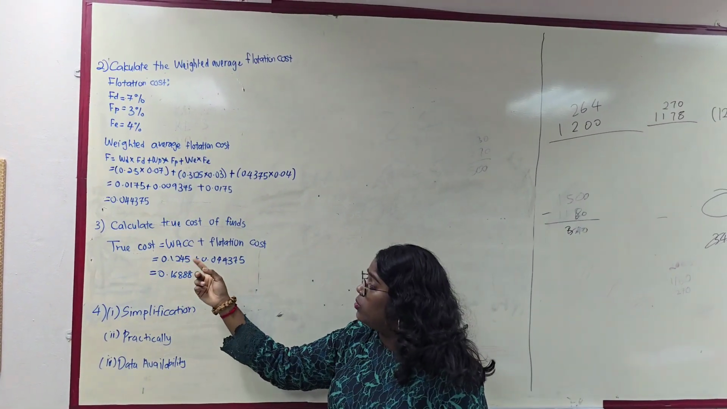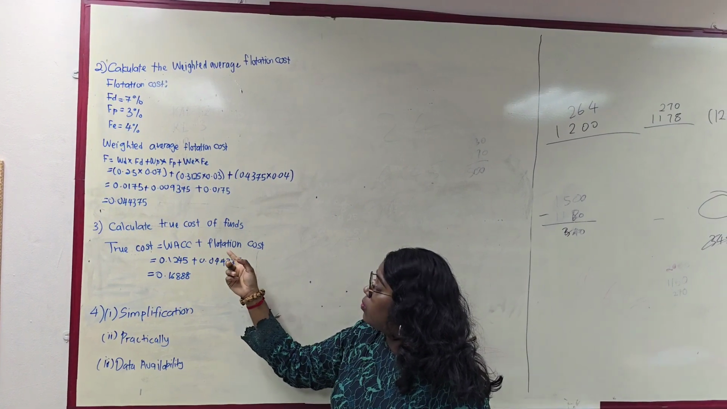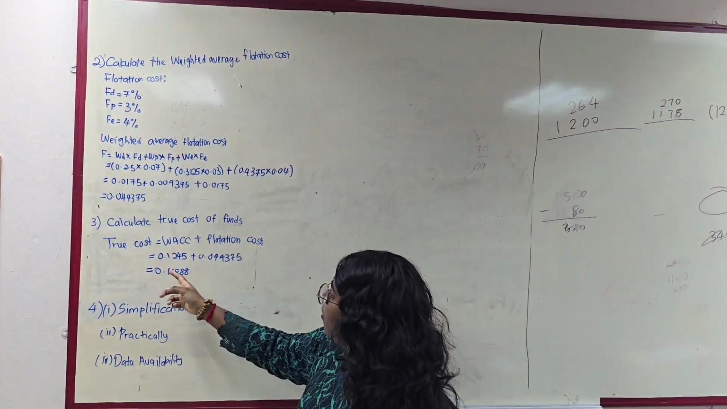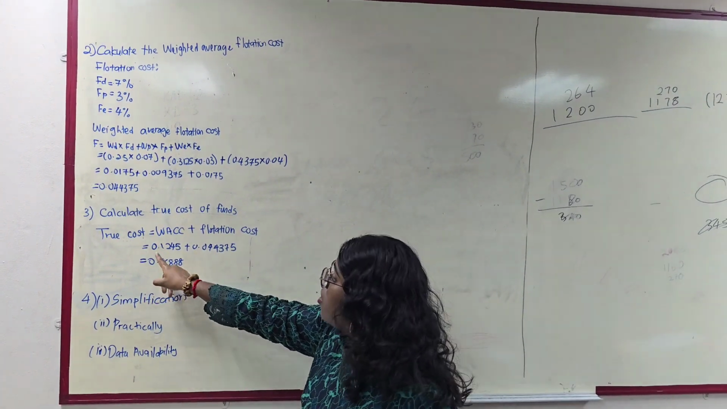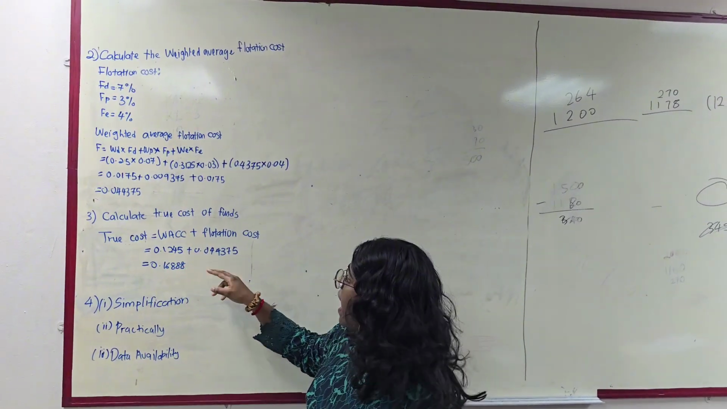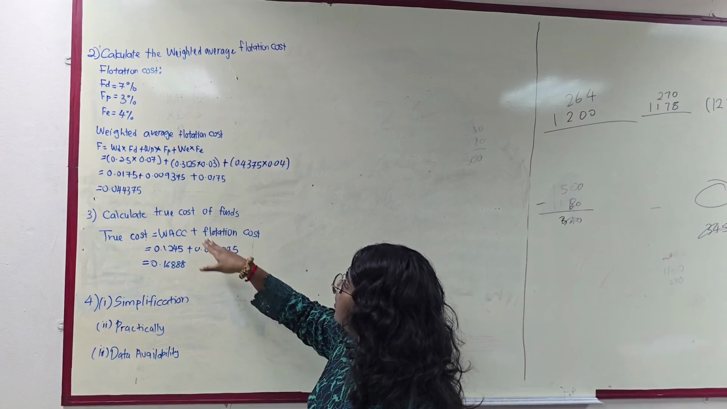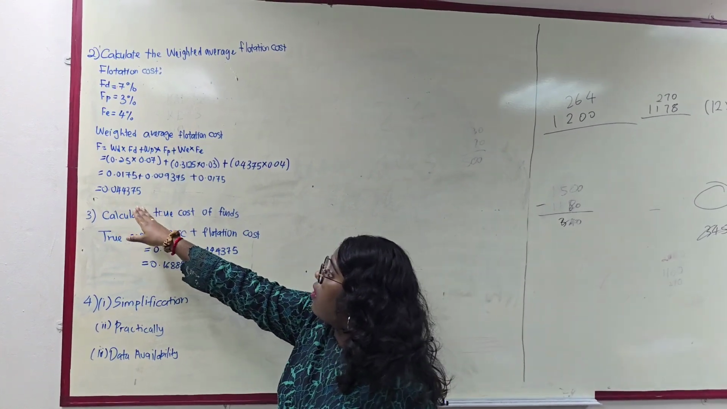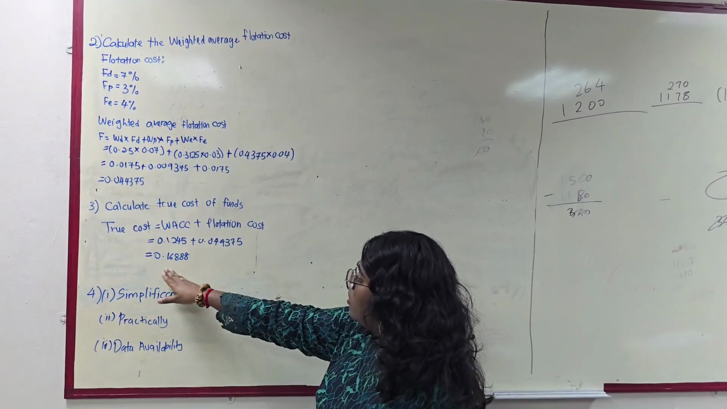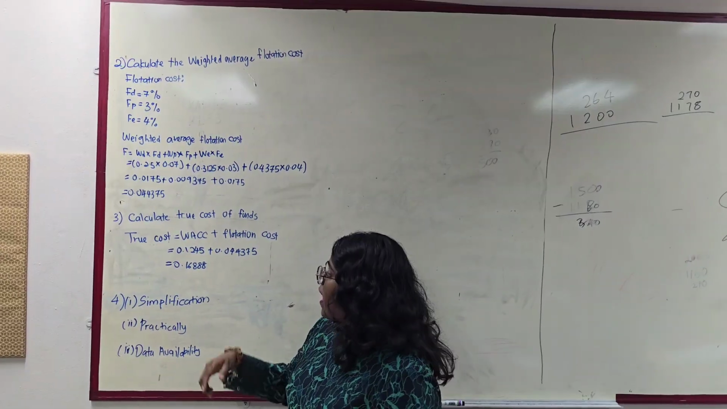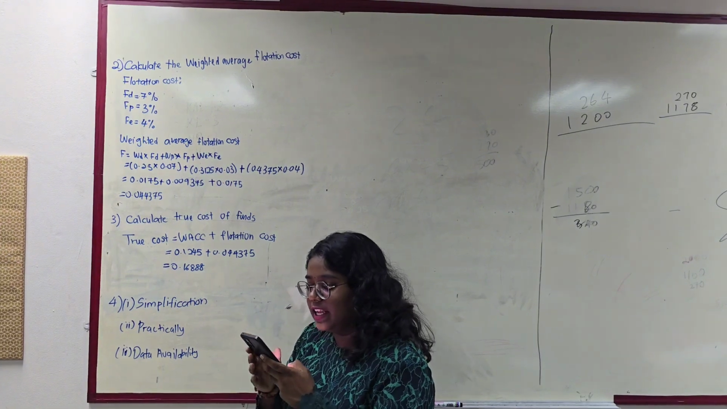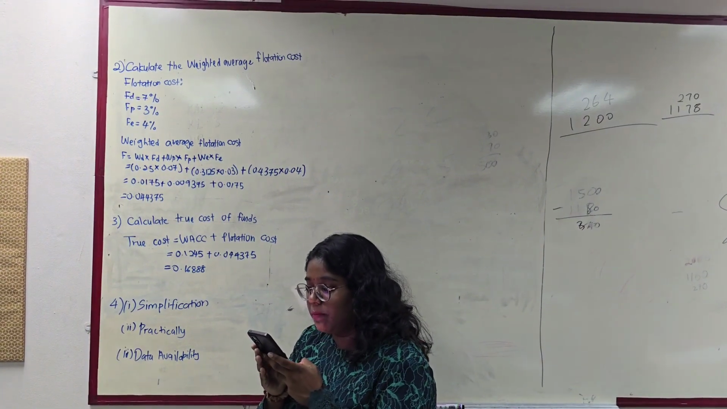For the next question, we are required to calculate the true cost of funds. True cost equals WACC plus flotation cost. The WACC we calculated before stands at 0.1245, and the flotation cost is also 0.044375, which equals 0.16888.